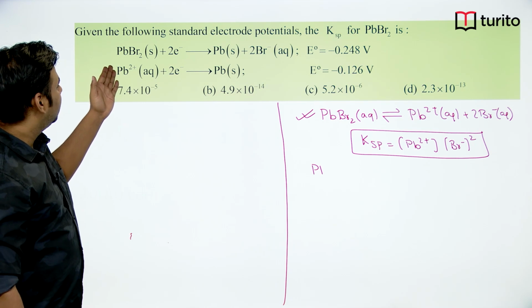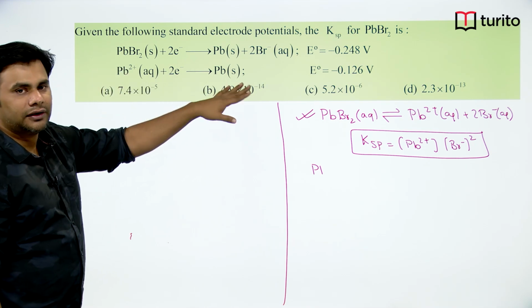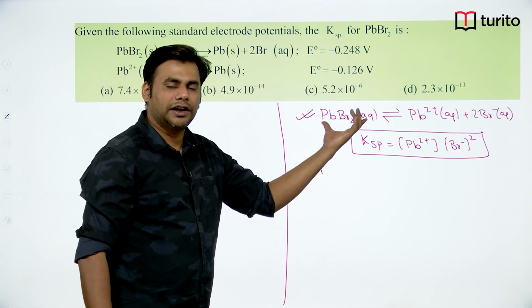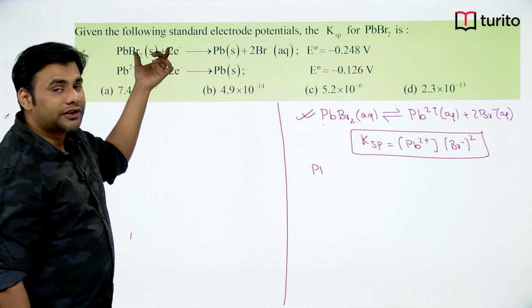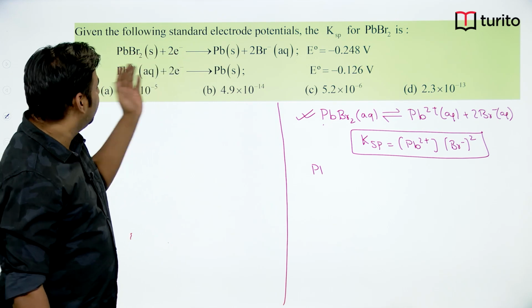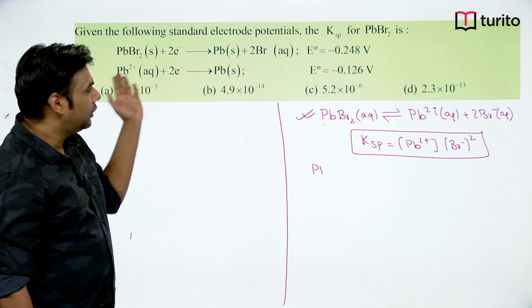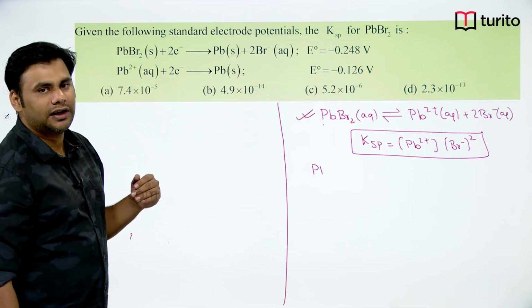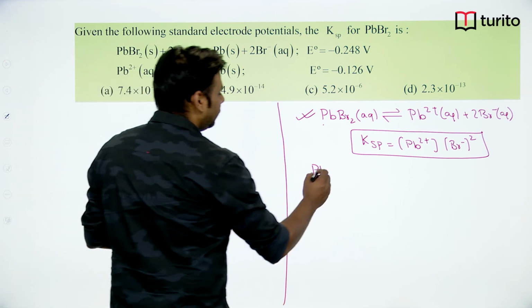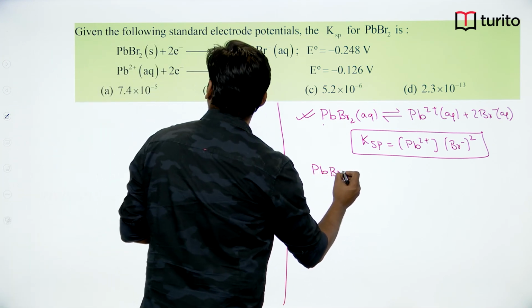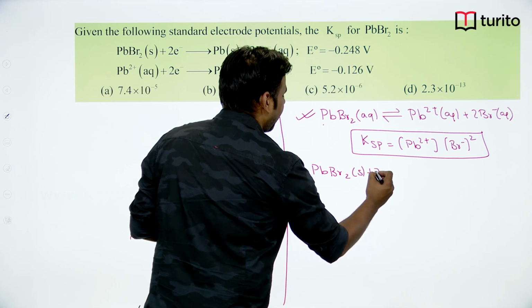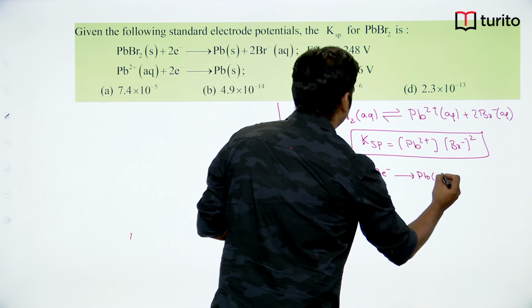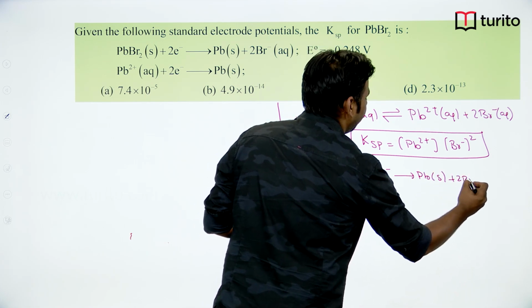Actually, we have to reverse the second reaction, because if you can see, in this reaction PbBr2 is in the reactant, and in the first reaction PbBr2 is also in the reactant. So we need to reverse the second reaction so that Pb2+ comes in the product, because Pb2+ in the second reaction is in the reactant. So we are going to write the first equation as it is. This is forming Pb solid plus 2Br-.